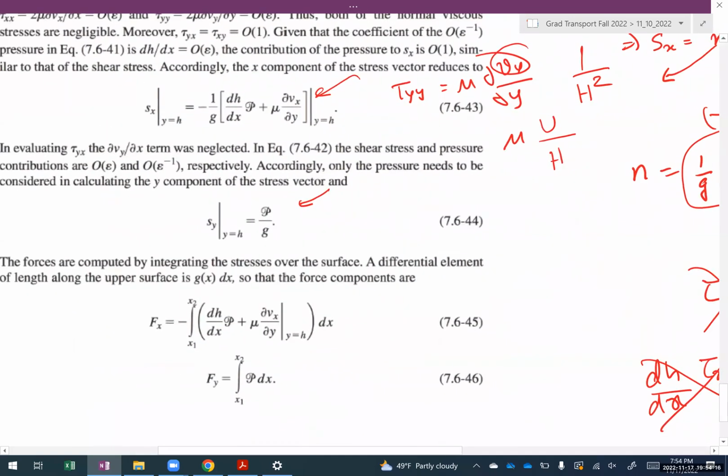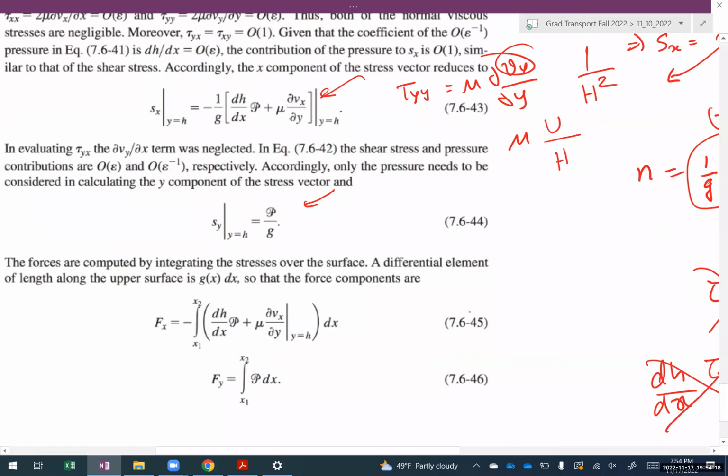Stress vector is nothing but the force per unit area. Now, how do you get the force? Now you're talking of the top surface, right? Look at that again. The value of this length is G. The width is W. So force is Sx times G times W. This is the force per unit width, so the G cancels, and that's why you get this expression. Integrate with respect to x. X can go from x1 to x2 along the top surface, and you can get Fx and Fy.